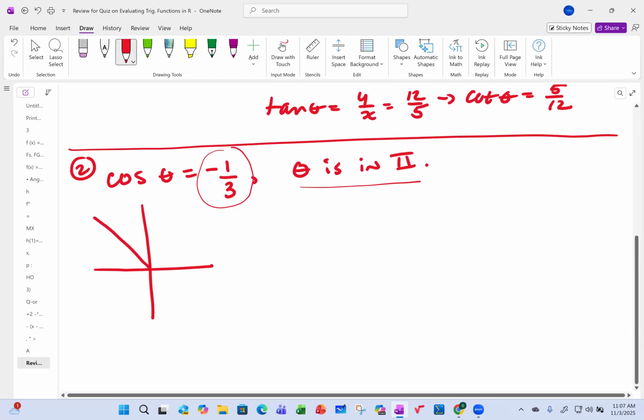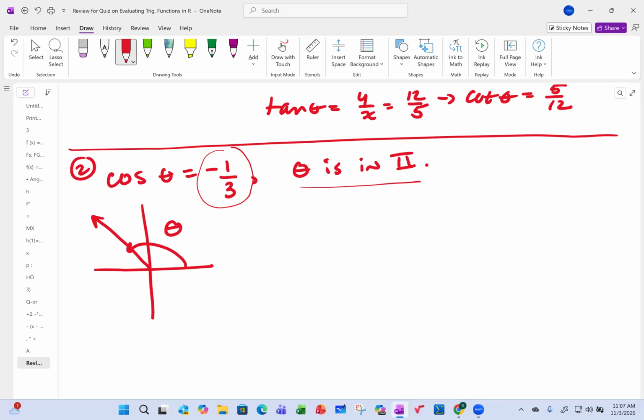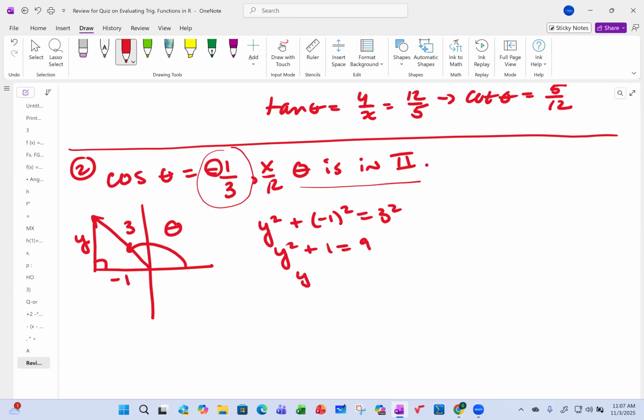Okay, so theta is in quadrant 2, and there it is. And this is the value, or the ratio x to r. X is -1, and r is 3. And anything vertical I'm going to call y. So by Pythagorean theorem, y squared plus -1 squared equals 3 squared. So y squared plus 1 equals 9. And y squared equals 8. And y equals the square root of 8. And it is positive because it's in this second quadrant where y is positive.